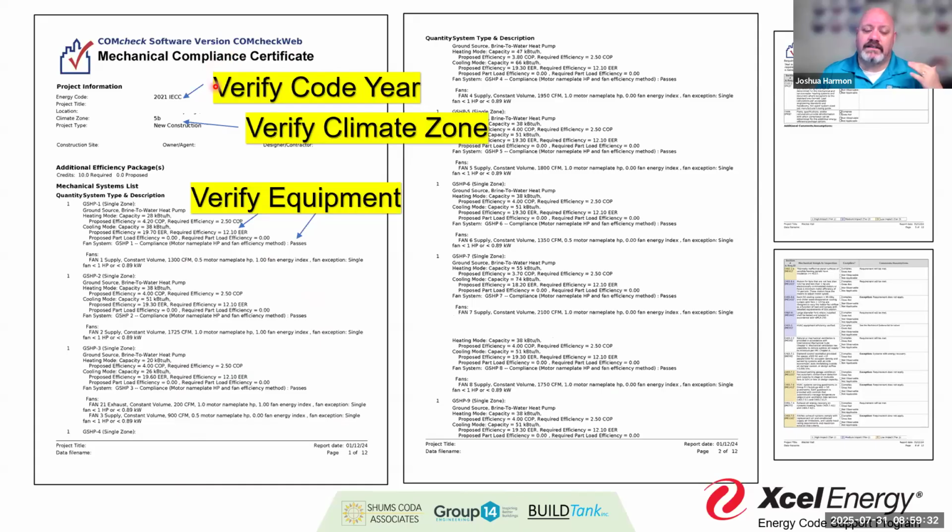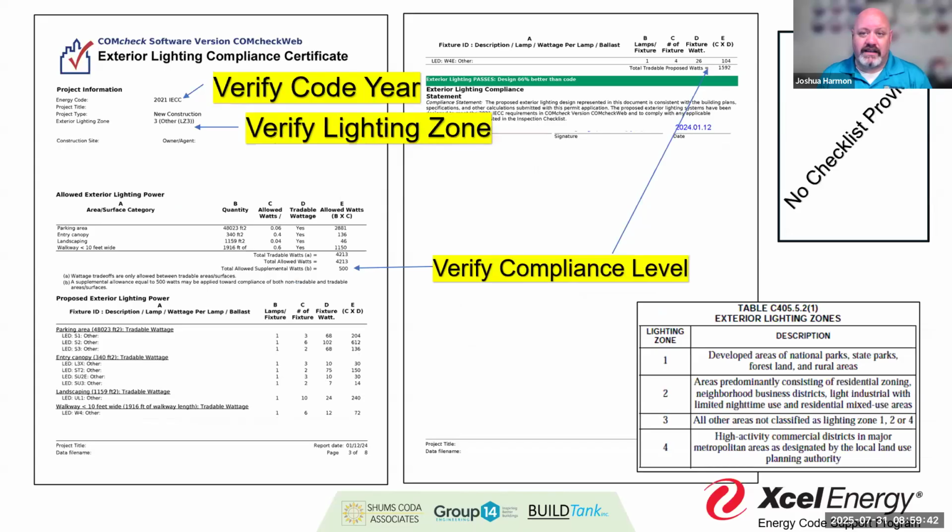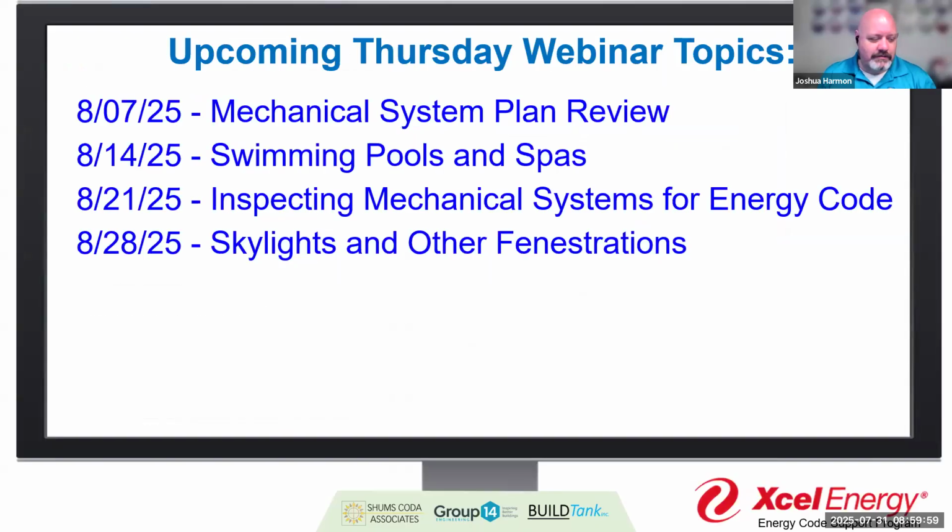One thing that ComCheck gives us in addition, and I know I've got a few seconds, it gives us some other things like the mechanical, interior and exterior power and lighting. Again, those are going to be things that are specifically user defined. It's not really doing a whole lot to calculate other than doing some simple math, adding things up. It's not confirming. That's what we do in plan review.